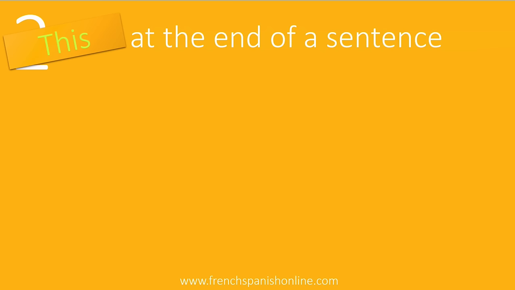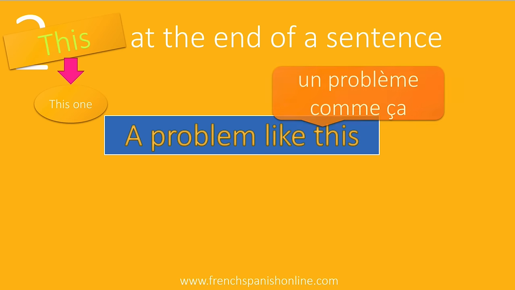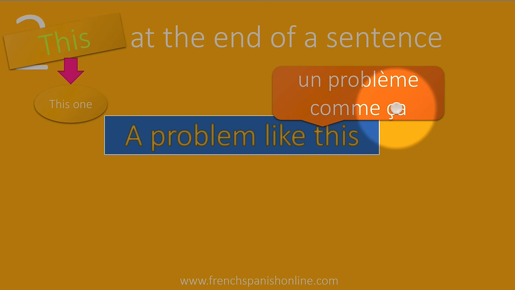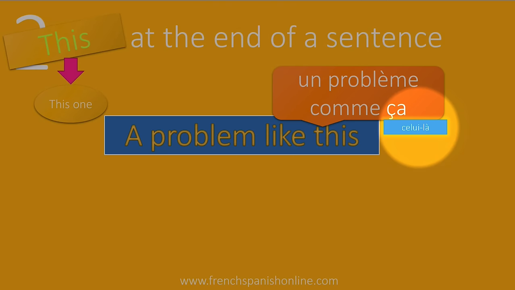Second part now, when this is instead of this one. For example, a problem like this or a problem like this one, in French, un problème comme ça. So if you are generally speaking, we are going to use the word ça. But if you are going to speak about a specific problem in the context of a conversation, you will use the word celui-là. Why celui here? Because celui is masculine and related to problem which is masculine in French too.